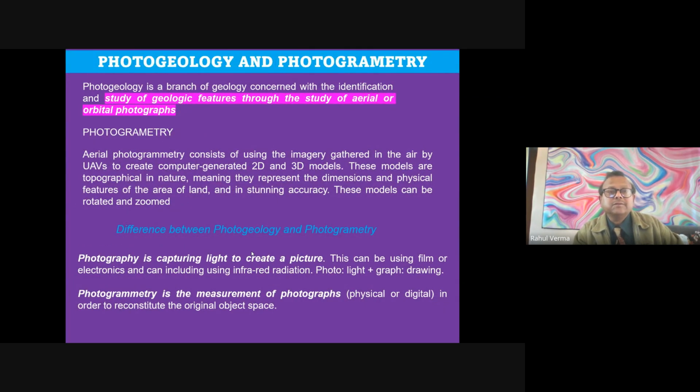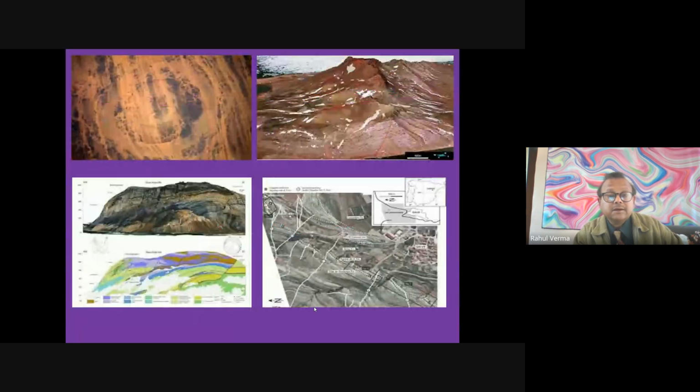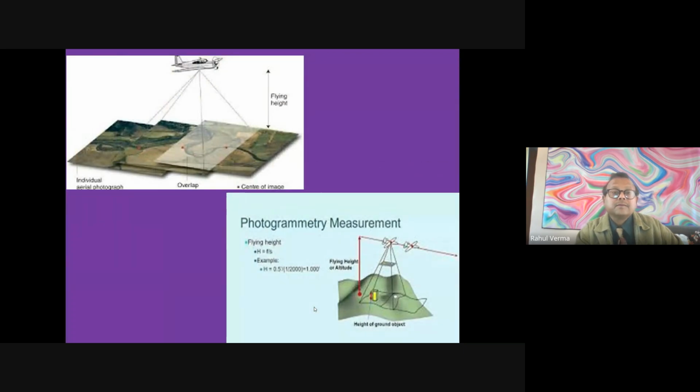And photogeology is when you take aerial photos, the study of them is called photogeology, and photogrammetry is the measurement of those photographs. So when you take photographs for photogeology, you can see some examples here. And there is some overlap. When you take two pictures, they overlap by 60% to combine the images. And we use suitable flight timing. And that is how we have a stereoscope to measure.